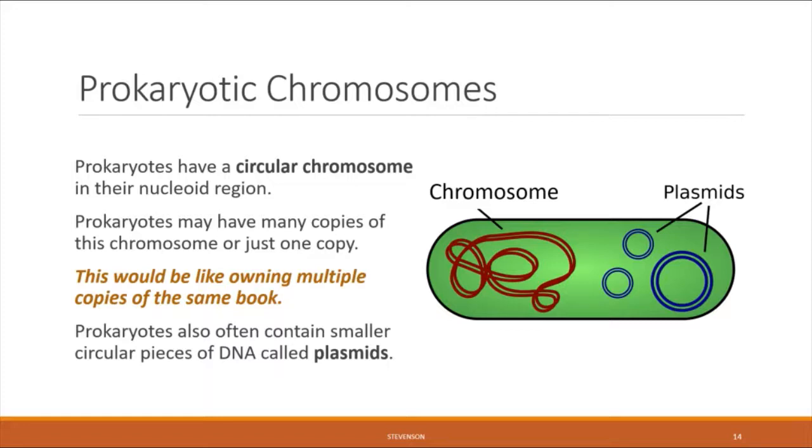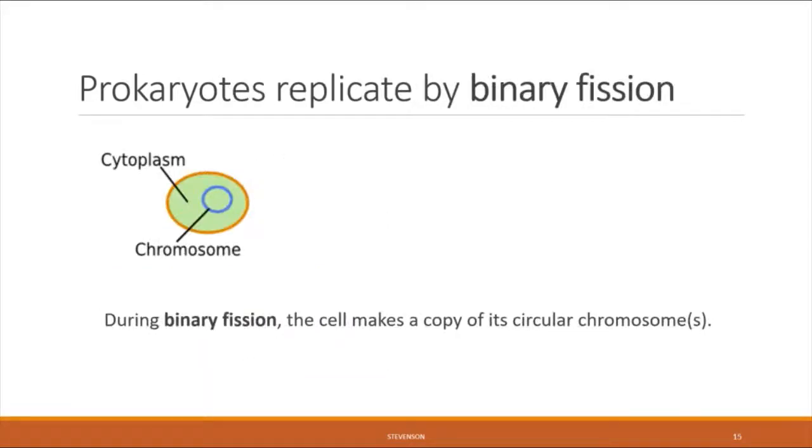Now, prokaryotic cells are rather simple, and so there's not a whole lot that goes into their replication. Prokaryotes replicate through a process known as binary fission. And if you think about what the words binary and fission mean, it really just literally means splitting in two. So binary means two, and fission, which is the opposite of fusion, means to split. Binary fission means splitting in two, and indeed, this is how prokaryotes replicate.